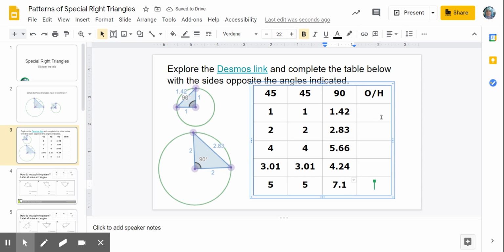Now we're going to do something in the calculator. We're going to take the opposite side, the 45, and divide it by the hypotenuse, the 1.42. So what's 1 divided by 1.42? 1 divided by 1.42 gives me 0.7. I love it. What about 2 divided by 2.83? What about 4 divided by 5.66?